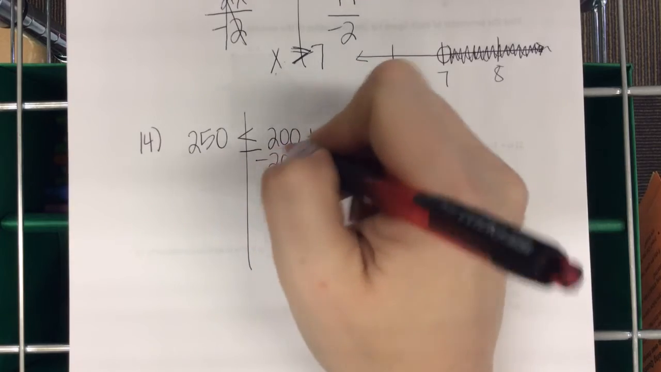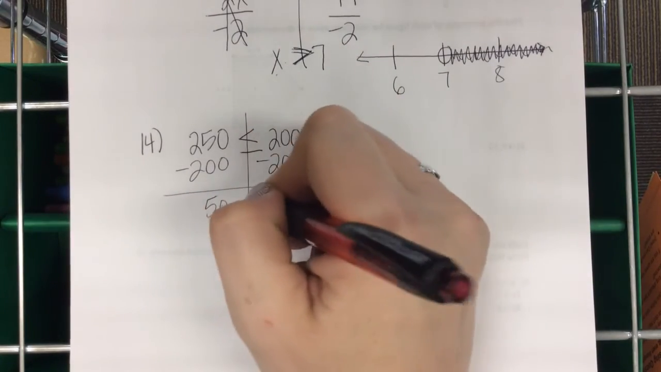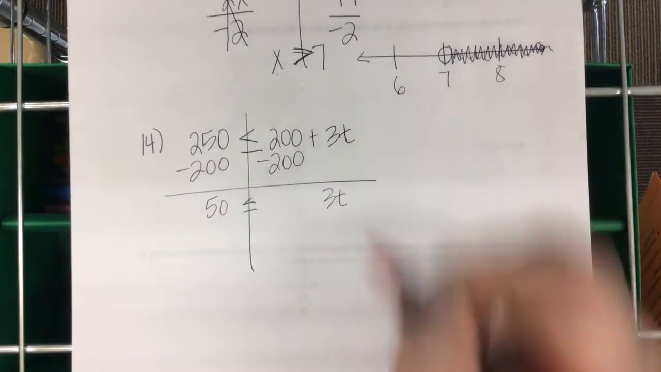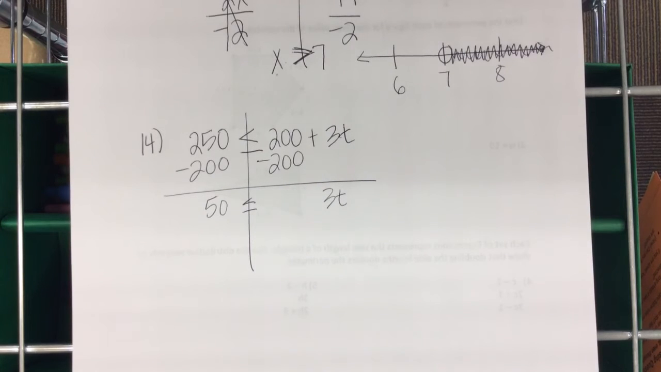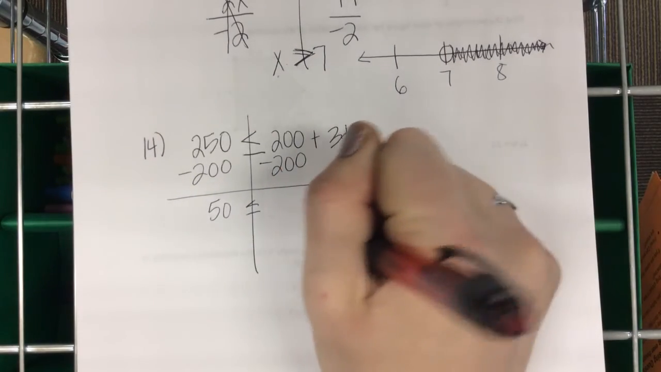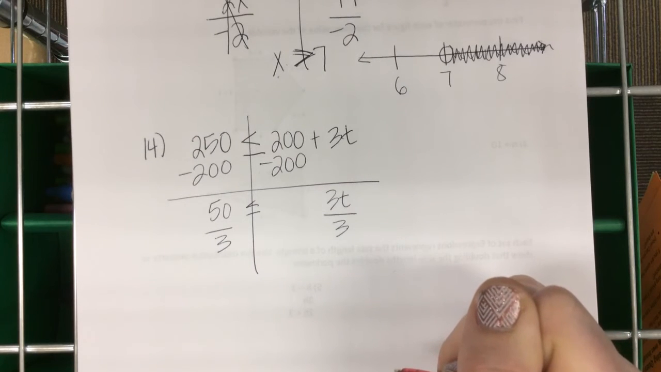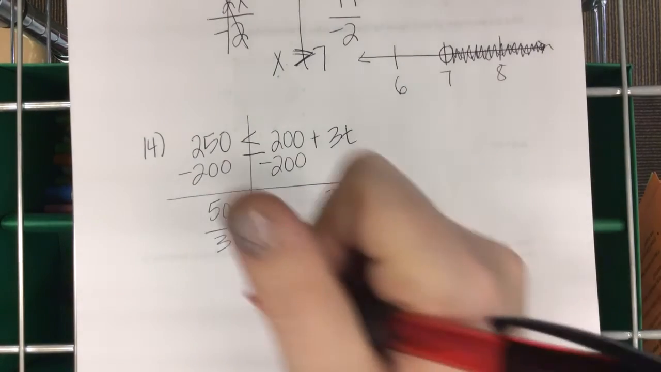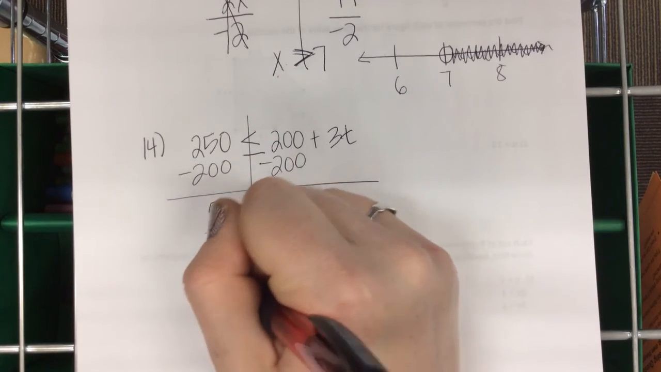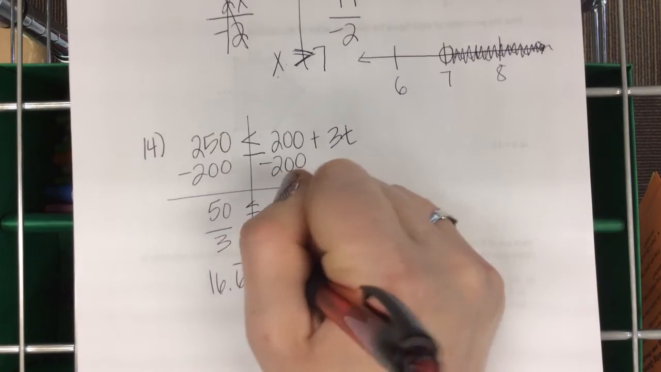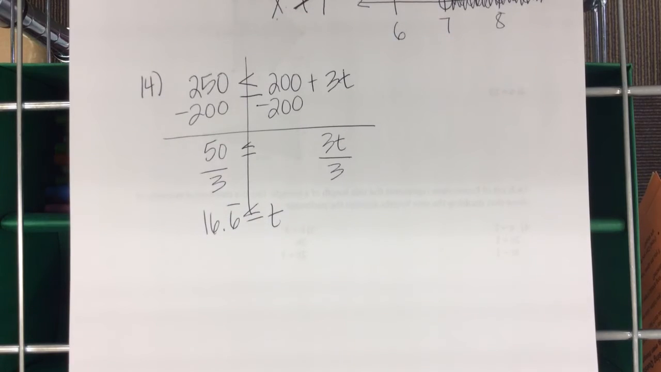250 minus 200 is 50, which is less than or equal to 3 tons times T, 3 times the number of trains. Divide by 3, divide by 3. What's 50 divided by 3? 16.6 repeating. So how many train cars can there be?